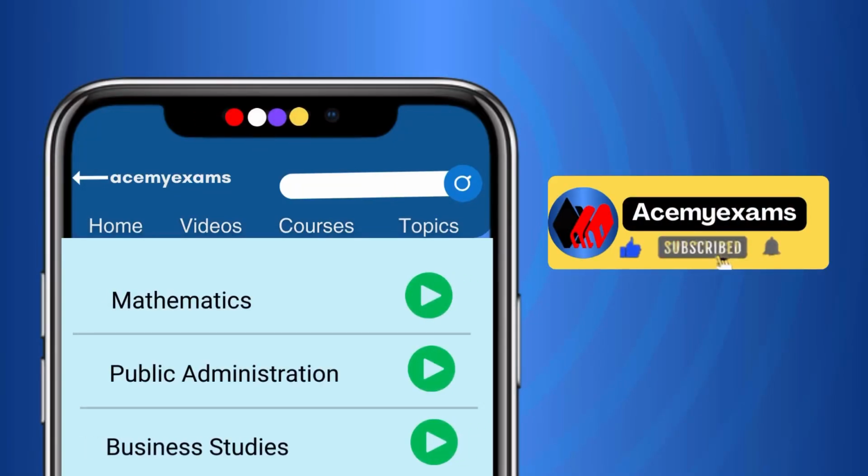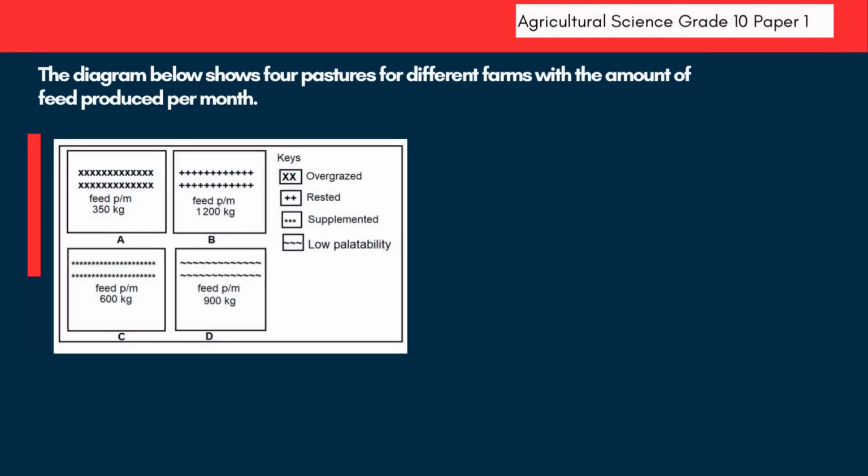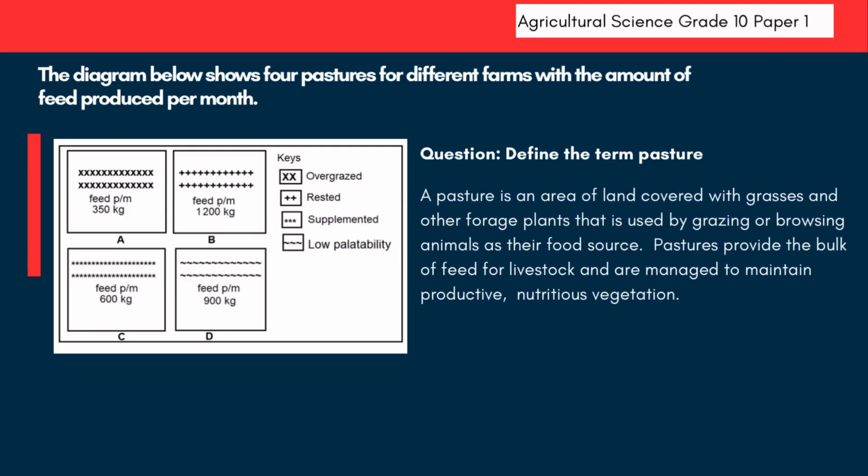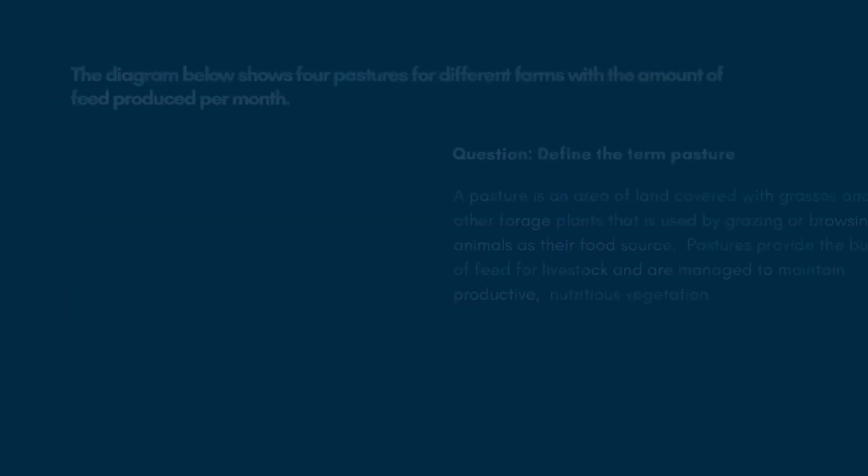Let us get started with today's learning. Agricultural Science Grade 10. Question: define the term pasture. A pasture is an area of land covered with grasses and other forage plants that is used by grazing or browsing animals as their food source. Pastures provide the bulk of feed for livestock and are managed to maintain productive, nutritious vegetation.